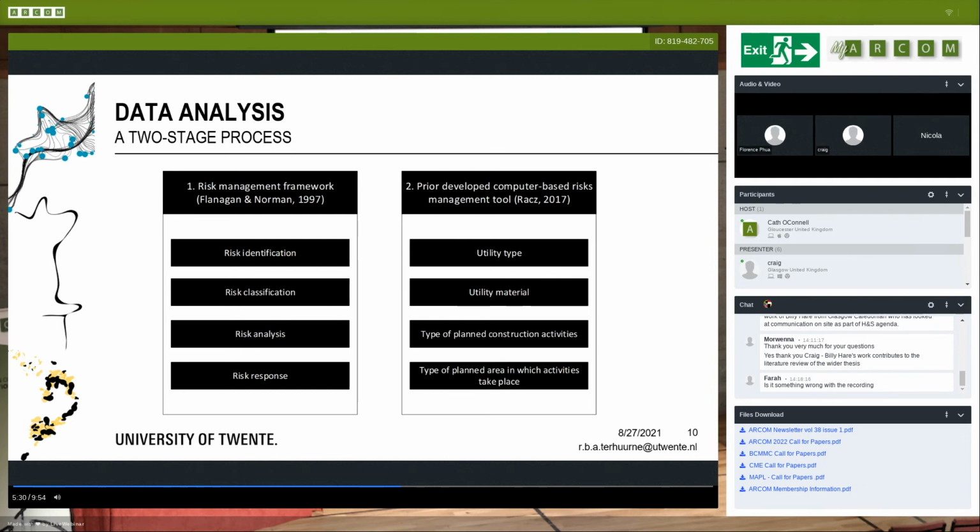Second, I compared the outcomes of a computer-based risk tool with the locations of the trial trenches as depicted by the human decision makers. The computer-based tool used in this study is a continuation of the work of Raj. The tool calculates excavation damage risk scores based upon multiple parameters such as the utility type, the utility material, the type of planned construction activities, and the type of area the activities are planned in. The risk is then calculated by multiplying the probability of damaging the utilities with the consequences of the damage. Outcomes of the tool were then compared with where human decision makers locate trial trenches to be able to highlight differences and similarities.